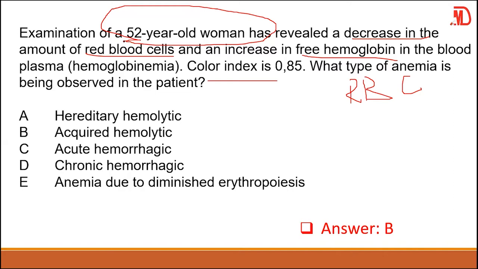Yes, you can argue that there could be anemia due to decreased erythropoiesis. Of course, when you have a decreased erythropoiesis, it means that there will be a decreased amount and concentration of red blood cells. No doubt about that. However, there wouldn't be free hemoglobin present. That's why we didn't go in for erythropoiesis, but rather acquired hemolytic. So the answer is B.